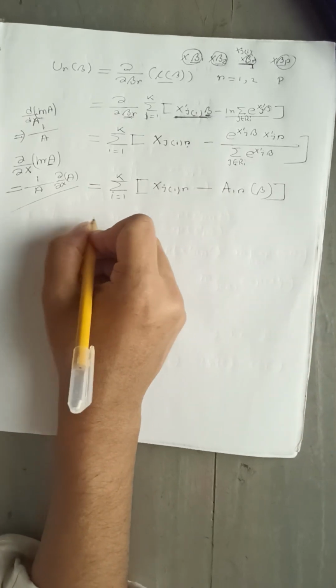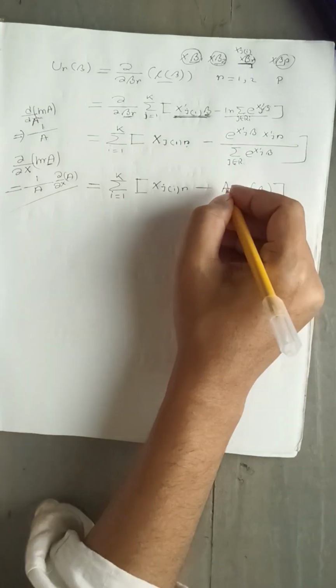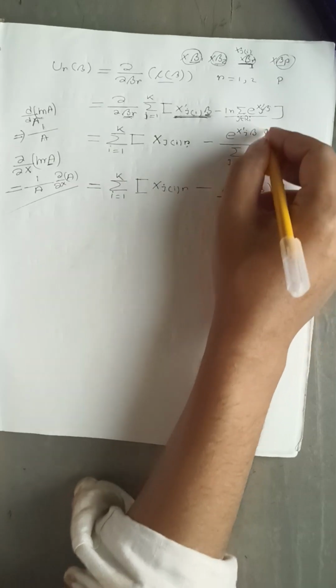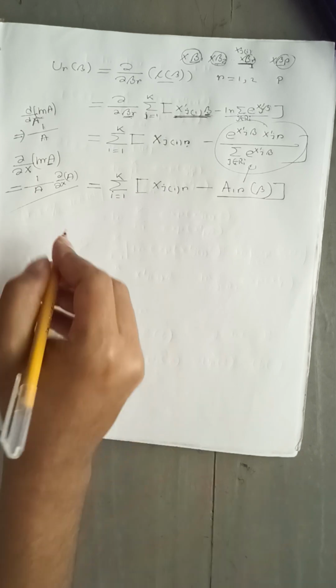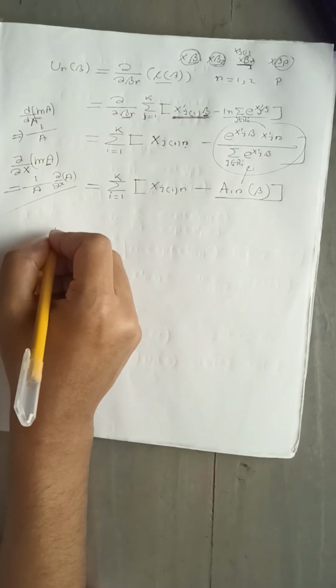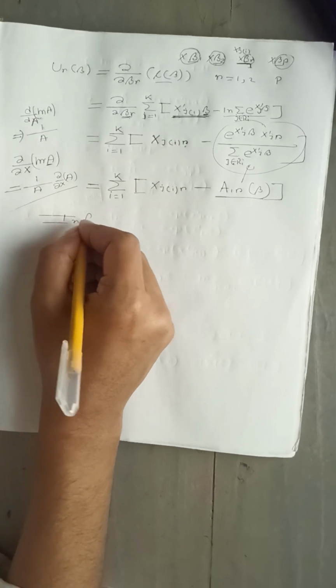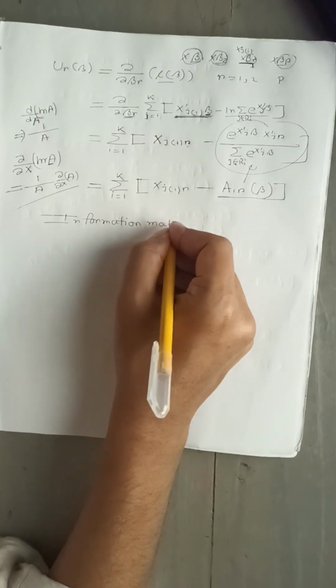So next thing is, here a_i(r)(beta) is nothing but this whole thing. You have to remember these things, a little knowledge would be required. Now I will take the information matrix. Okay, so taking the information matrix.